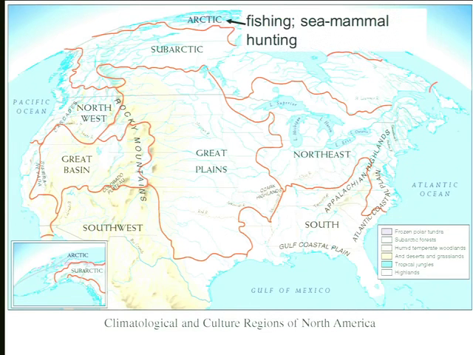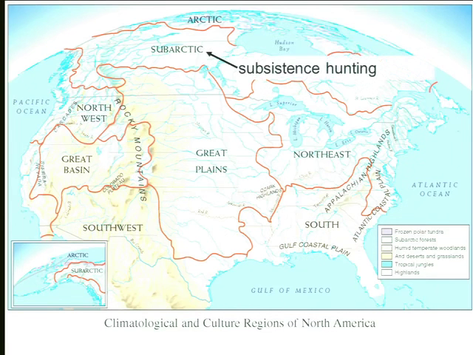The Arctic region. The primary activity in the Arctic region, we're talking pre-colonial times, was fishing and sea mammal hunting up there in the Arctic. Why? It's cold. At that time, there's a lot of snow and ice up there, and there's not a whole lot of activity. You're not going to grow corn on ice. The subarctic is subsistence hunting. So this is what's now part of Canada. Subsistence hunting in the subarctic. So there's not a lot of people who are going to live there.